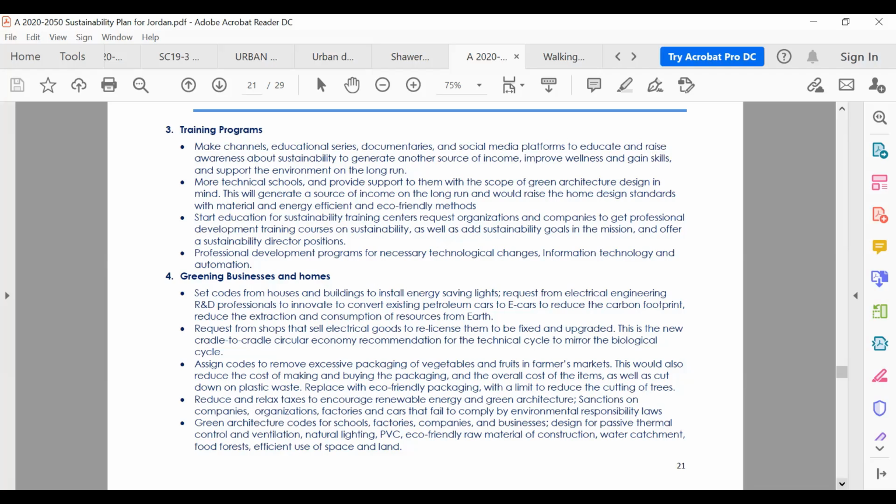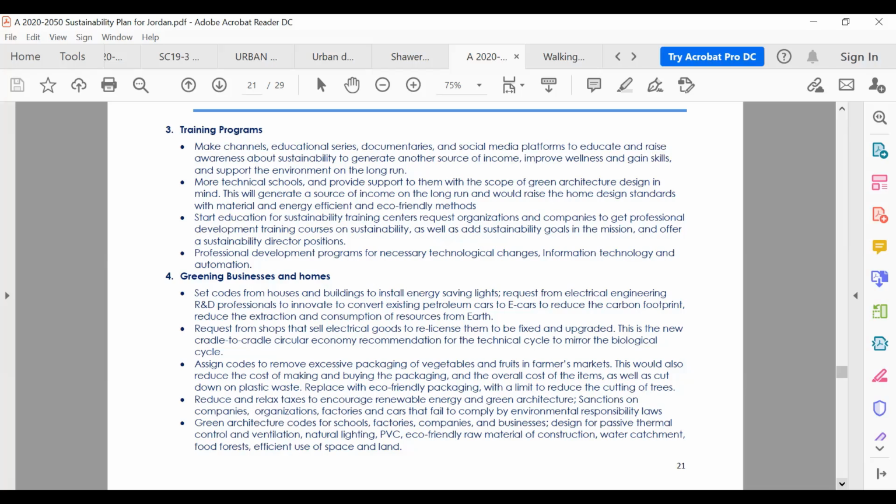This is the new cradle to cradle and circular economy recommendation for the technical cycle to mirror the biological cycle so that things get reused again. Assign codes to remove excessive packaging of vegetables and fruits in farmers markets. This would also reduce the cost of making and buying the packaging and on overall the cost of items, as well as cut down on plastic waste.